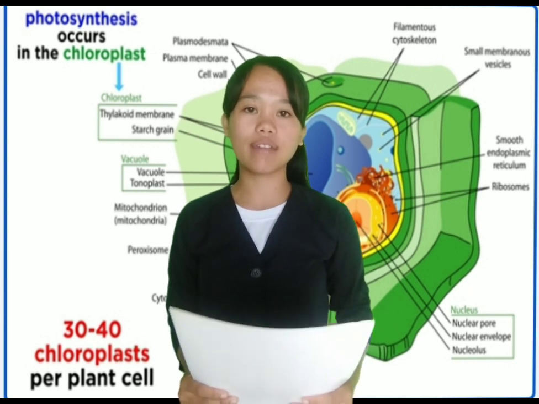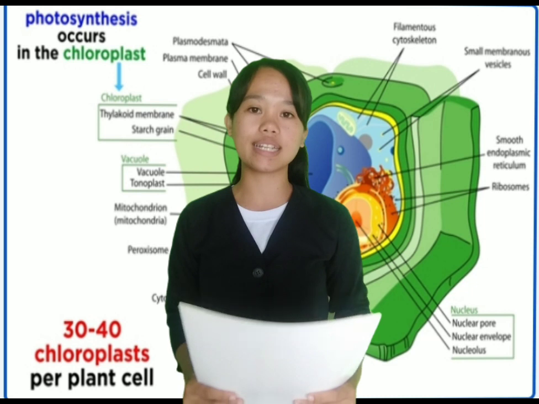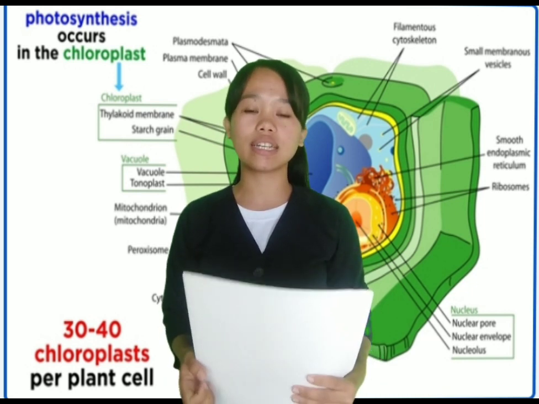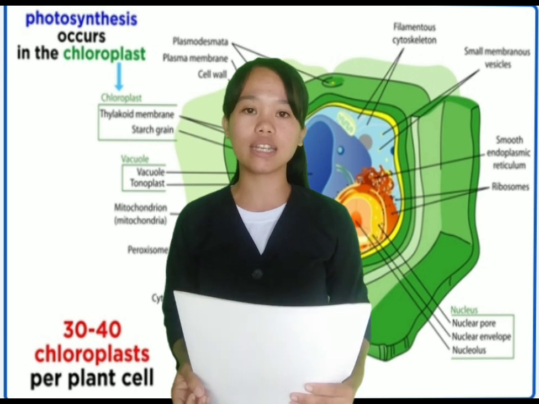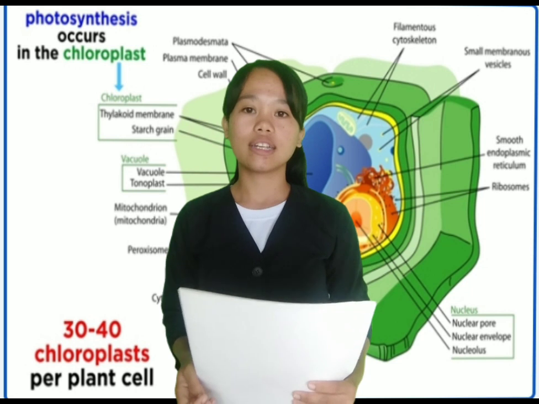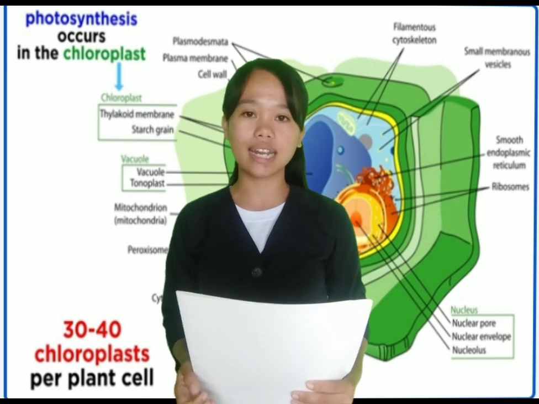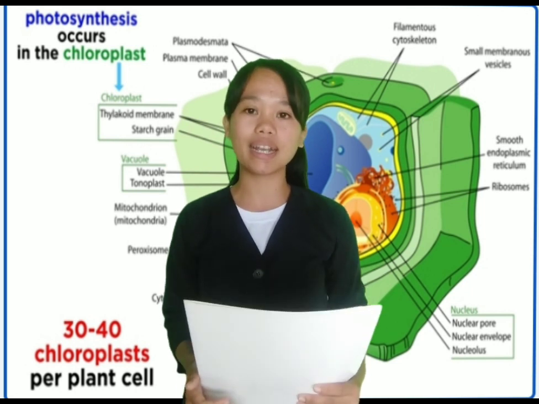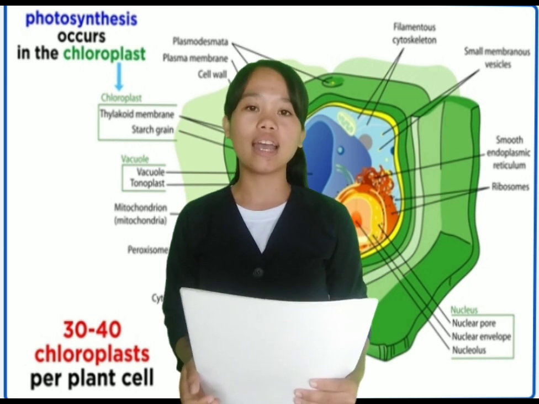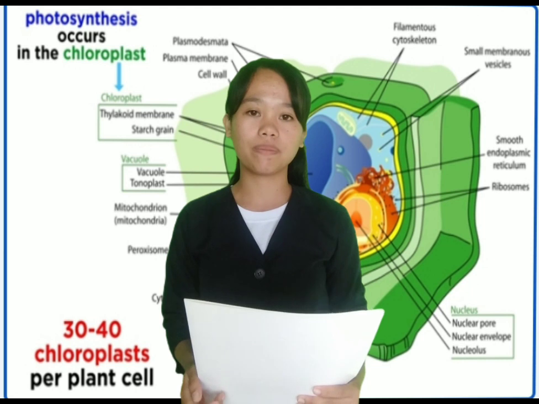Question number 3. Summarize the process of light reactions and Calvin cycle. The process of light reaction is completed in the grana region of chloroplast in the presence of sunlight. In this process, the electromagnetic energy of sunlight is converted into chemical energy and stored in the form of ATP and NADPH.